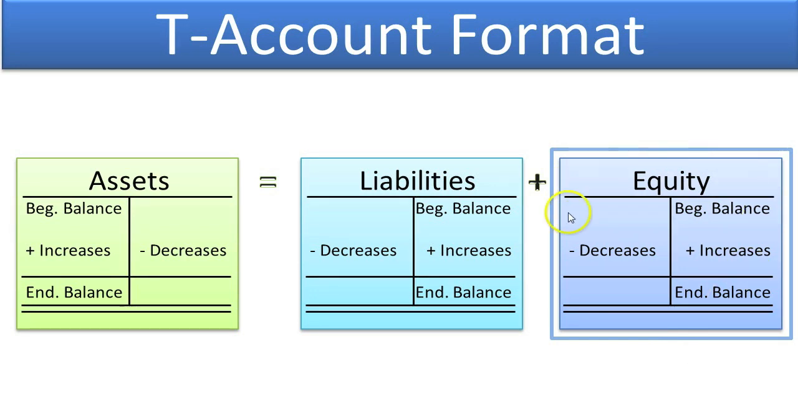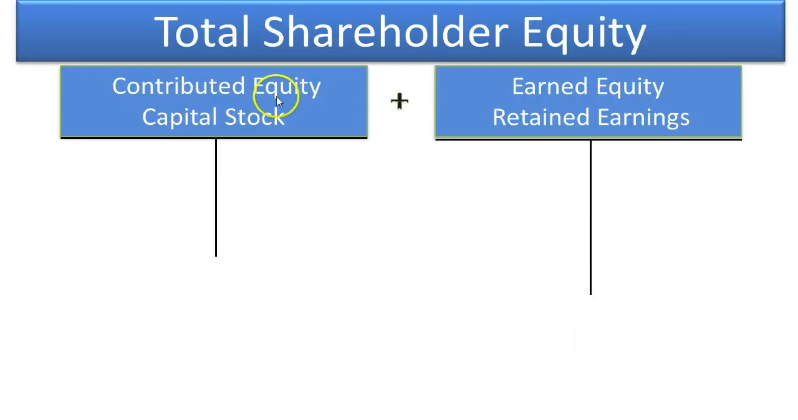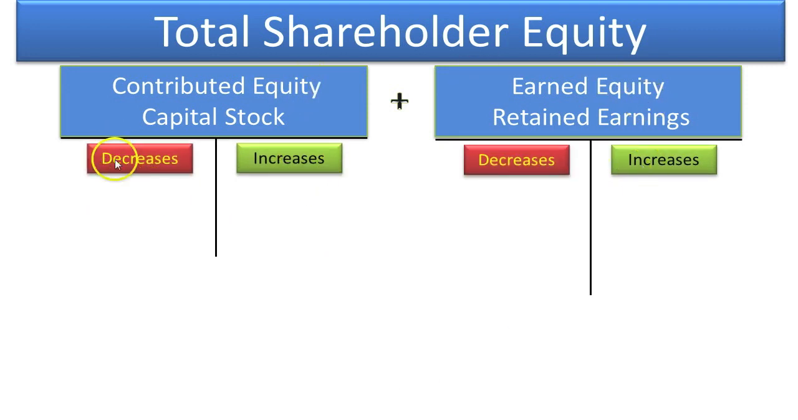If we were to take this equity account here and break it out into two pieces, we would get the contributed equity, which we'll give a general term capital stock, and earned equity, which we will call retained earnings. If you want to increase either of these accounts, you would record it on the right-hand side. If you want to decrease it, you record it on the left-hand side. What increases the contributed equity, capital stock account? If owners make capital contributions, that will increase.